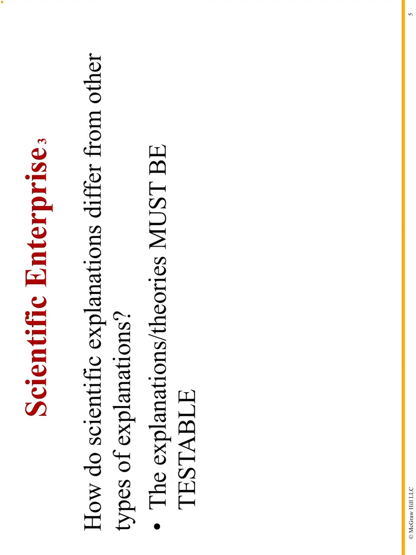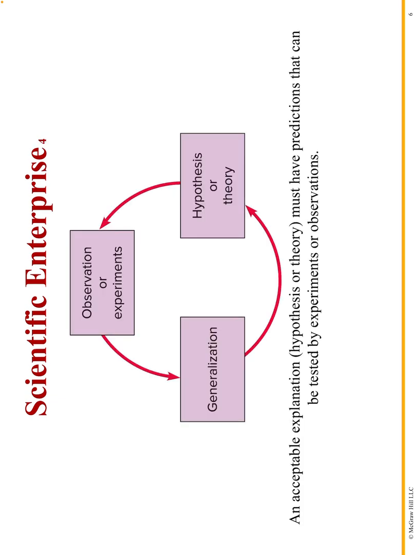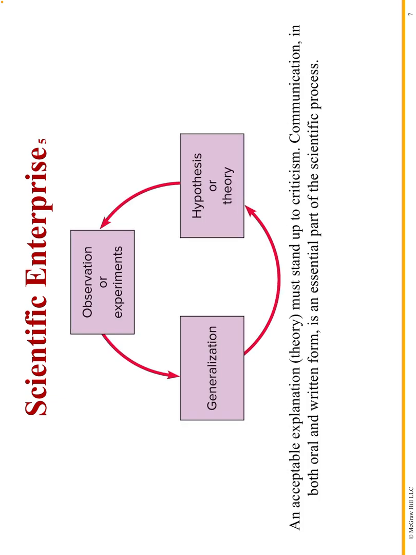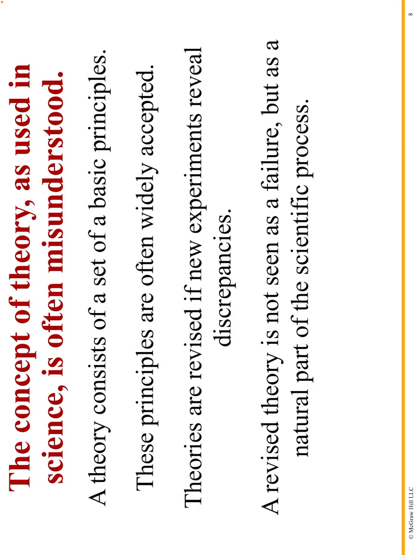So, how do scientific explanations differ from other types of explanations? Well, they have to be testable. So you need to be able to do some kind of experiment on them, even if it's just an observation experiment. And this slide says that an acceptable explanation has to stand up to criticism. So not everybody is always going to agree, but it needs to be one of those things where you can actually show evidence towards it.